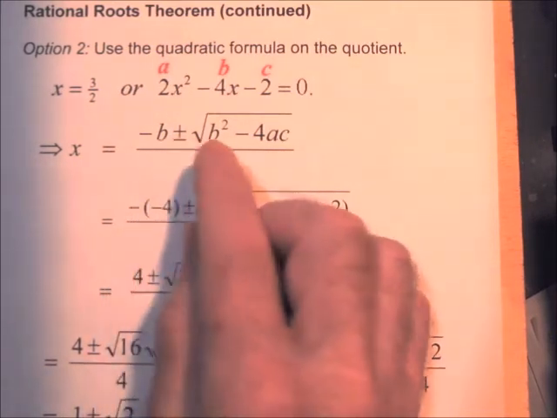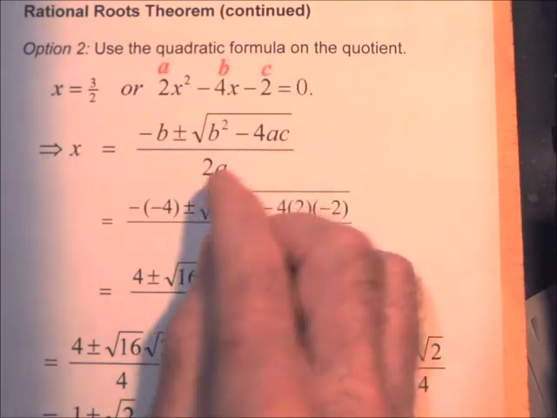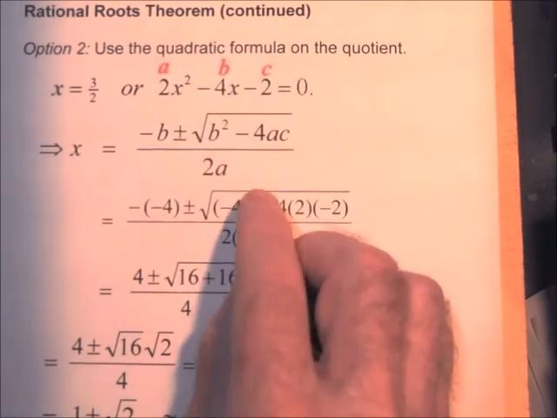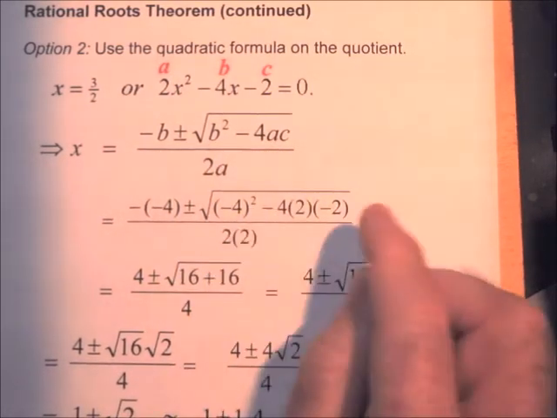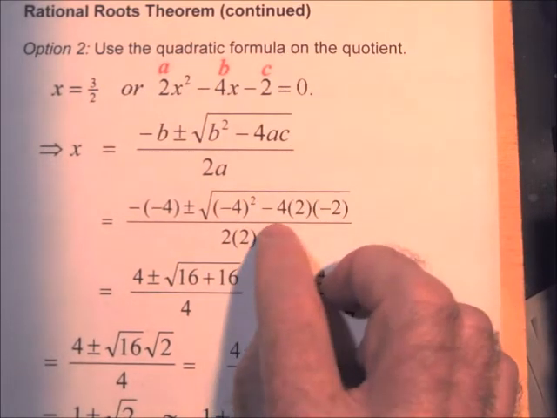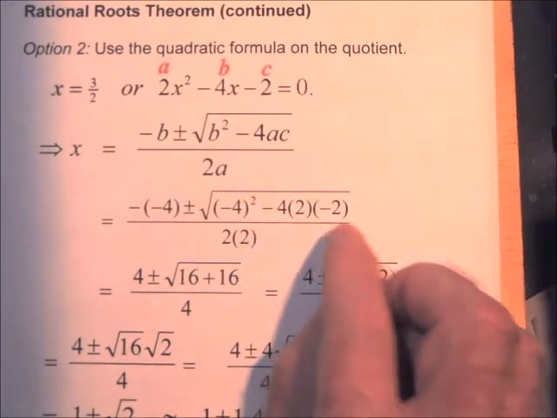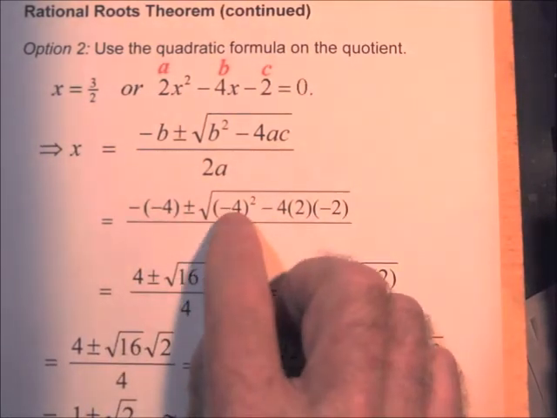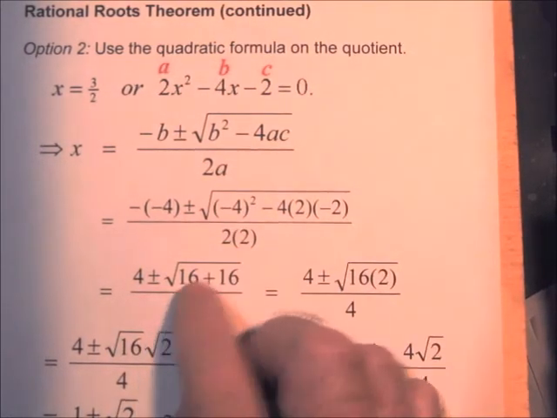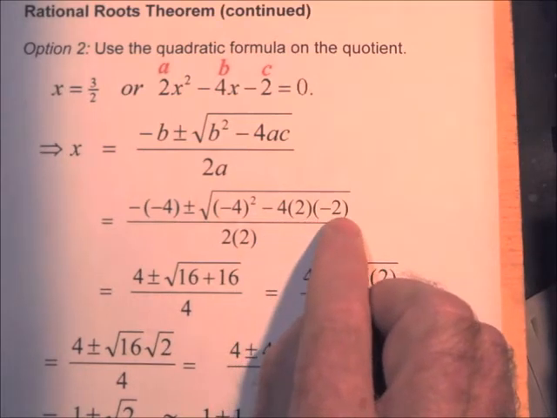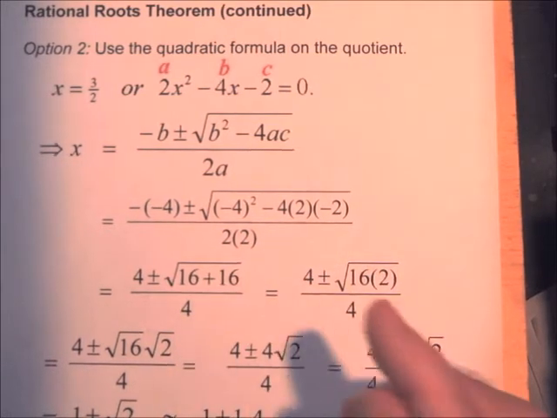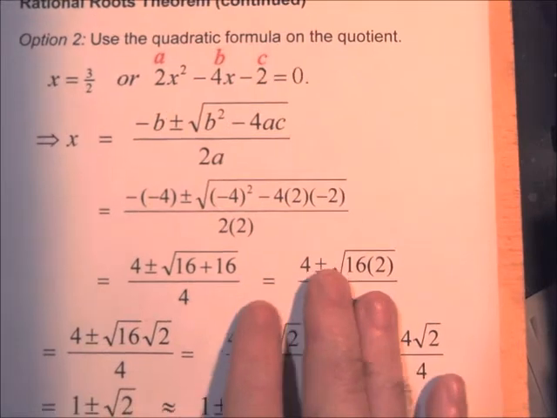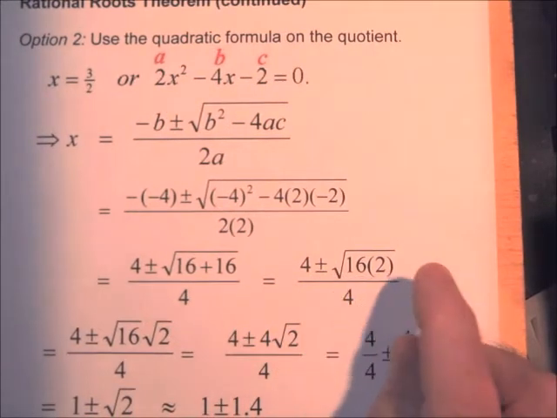Replace b by negative 4. That's negative 4, b squared, negative 4 quantity squared. 4 times a times c is 4 times 2 times negative 2. Double negative is positive. Negative 4 quantity squared is 16. Negative 4 times 2 times negative 2 is also positive 16. 16 plus 16 is the same as 16 times 2.